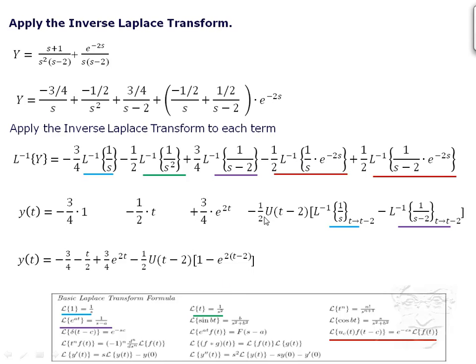So watch, I have a negative 1/2, my unit step function of t minus 2, and then here the inverse Laplace of 1 over s is 1, minus the inverse Laplace of 1 over s minus 2 is e to the 2t, but you want to replace t with t minus 2. And there's your answer.